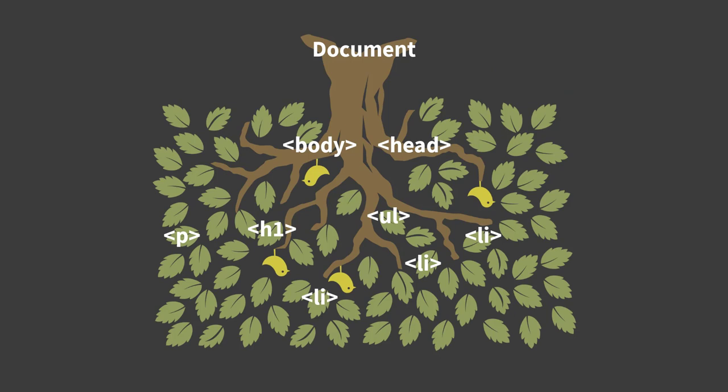In fact, the relationship between nodes is described in family-like terms. For example, the body is the parent of the H1, P, and UL nodes. The LI nodes are all children of the UL node, and the LI nodes are siblings of each other. Similarly, the head and the body are siblings as well. As you'll see very soon, JavaScript is going to use these family relationships and this tree-like model to understand and alter the structure of web pages.